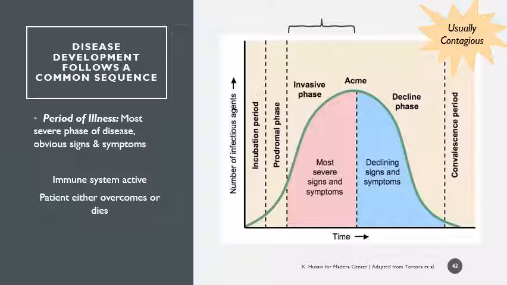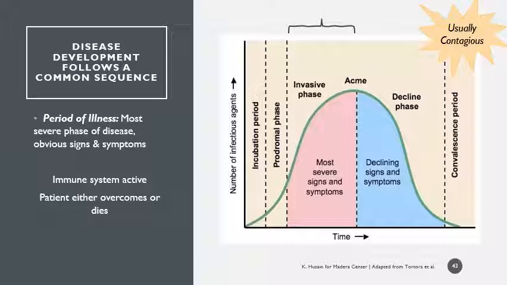So what this plot is showing us, I should probably explain that. On the x-axis is time. On the y-axis is the number of infectious agents. And you can see that this follows a bacterial growth curve. There's that lag phase of it growing and getting used to things, exponential growth, and then a balancing off. At this point, what we call the acme, this is the highest number of infectious agents.